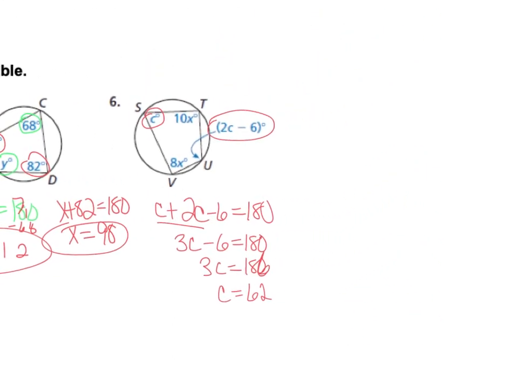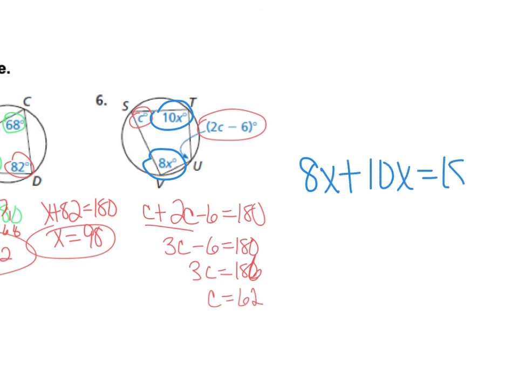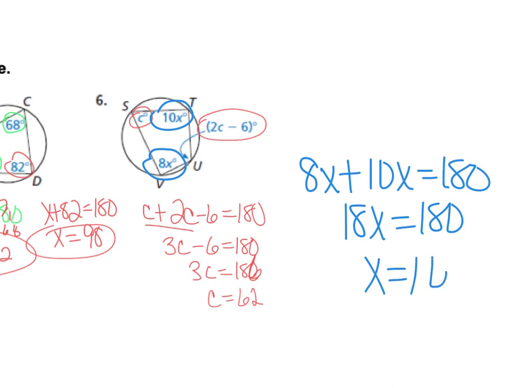And for the other pair of opposite angles, 8x and 10x, I know that they are opposite and they add up to 180. So I'd have 8x plus 10x would be 18x equals 180. If I divide by 18, I get x equals 10.